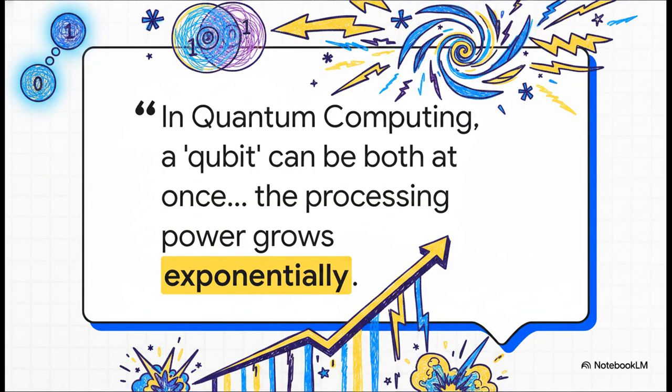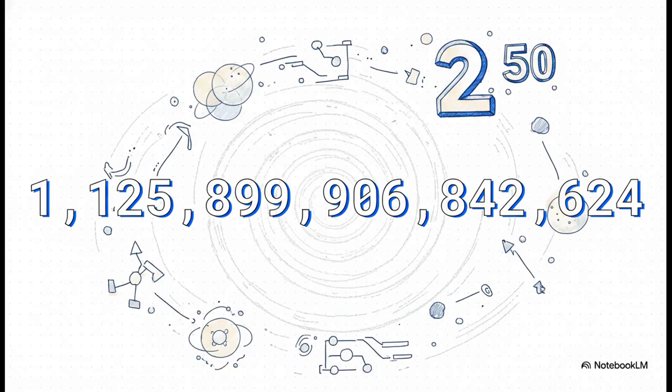It's totally mind-bending. A regular computer bit is either a 0 or a 1. That's it. But a quantum bit, or a qubit, can be both at the exact same time. So when you add more qubits, the power doesn't just add up, it multiplies. It grows with this explosive exponential force. Just look at this number.